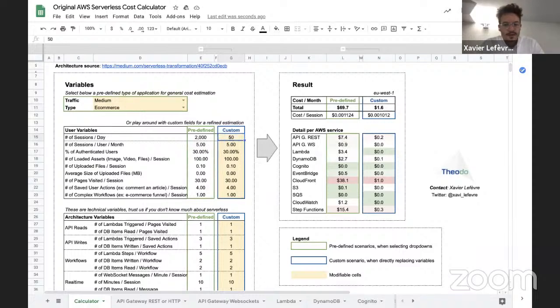So if I have 3,000 sessions per day, and in my e-commerce has much more authenticated users, maybe they're all authenticated because they have to. It's a private sale, and you have to be authenticated to have access to the products. So you're gonna say 100%, and then on the right side you're gonna see that it's still $0 because I think we're still under the free tier.